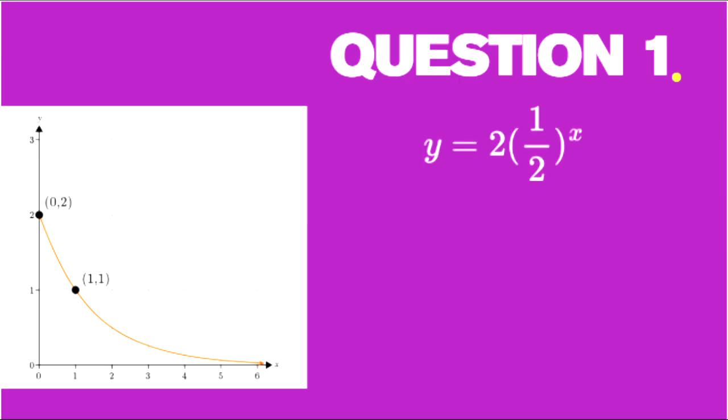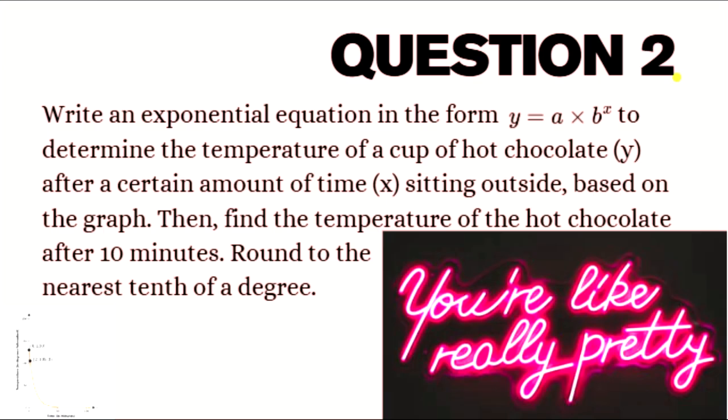I actually did it. Question 2. Write an exponential equation in the form y equals a times b raised to the power of x to determine the temperature of a cup of hot chocolate, y, after a certain amount of time, x, sitting outside, based on the graph. Then find the temperature of the hot chocolate after 10 minutes. Round to the nearest tenth of a degree. Your turn. Pause it, do it, come back.